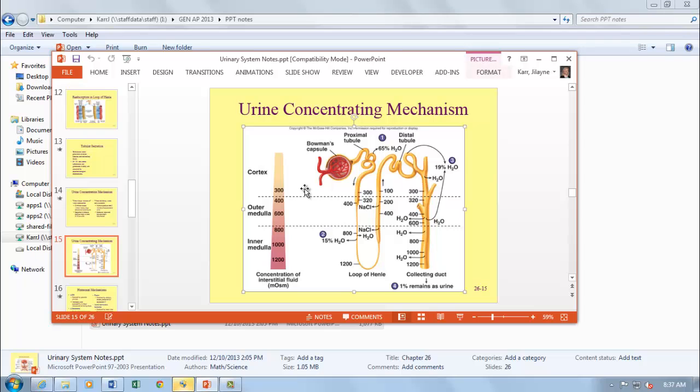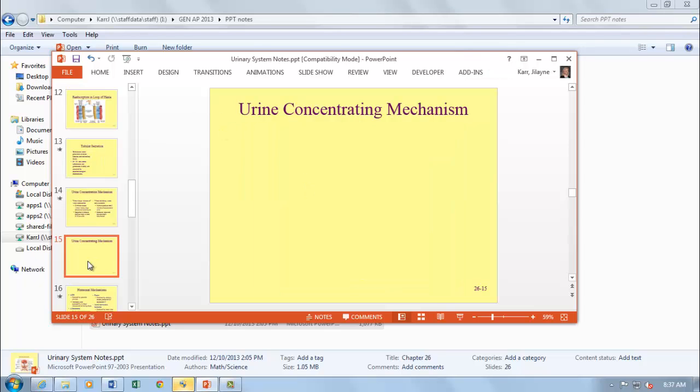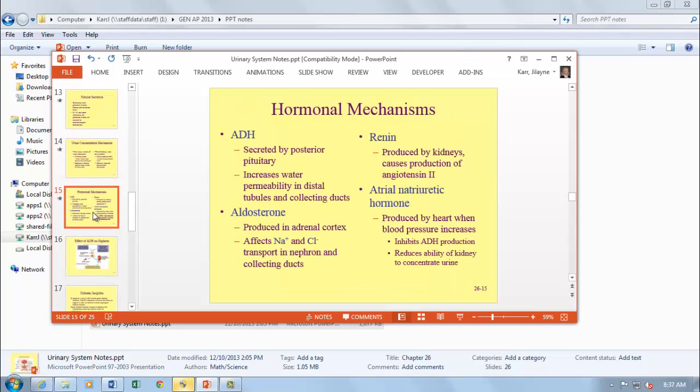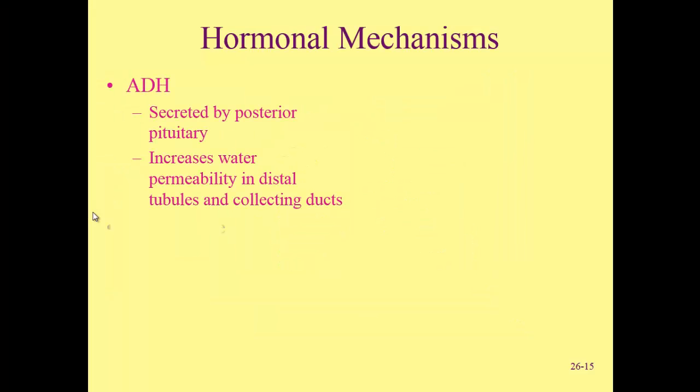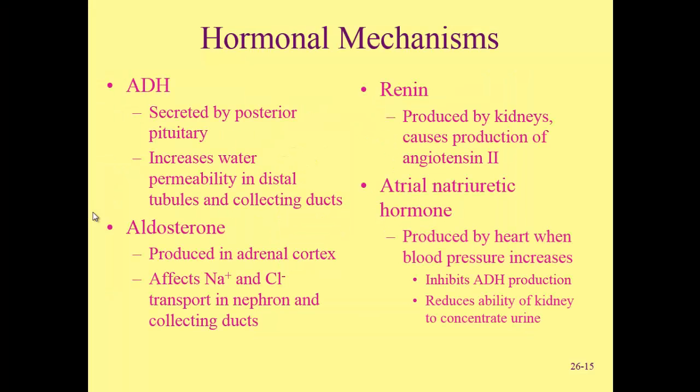So this important hormone is called ADH, antidiuretic hormone. Four hormones are responsible for maintaining blood pressure in the body, and you should know just briefly their functions. ADH increases water reabsorption in the distal tubules and collecting ducts. Another way to describe this is the anti-P hormone. So it causes us to reabsorb water at the end of the nephron.